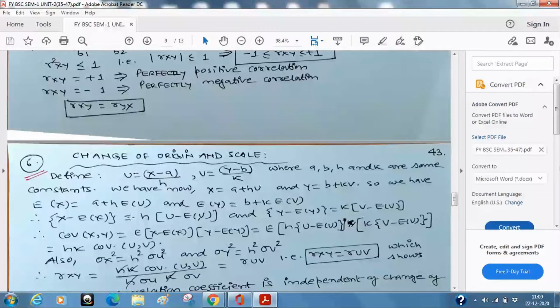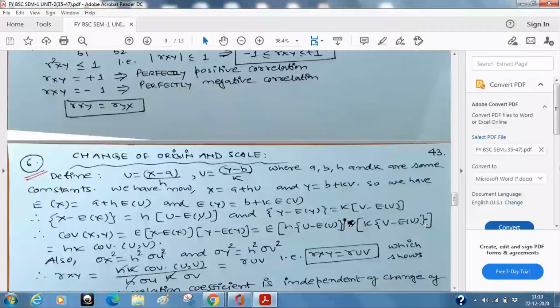Now x and y we are writing here in this form. X minus expected value of x we have obtained just a line above this. You can just write here expected value of h times u minus expected value of u, and then for y, minus expected value of y, substitute from here. So it will be k times v minus expected value of v. Now again h and k are constants, so I can take them outside, h into k. And now this is just replacement of x and y with u and v. So it is just u minus expected value of u into v minus expected value of v. So it is just a notational change, but the formula is just in terms of expectation.